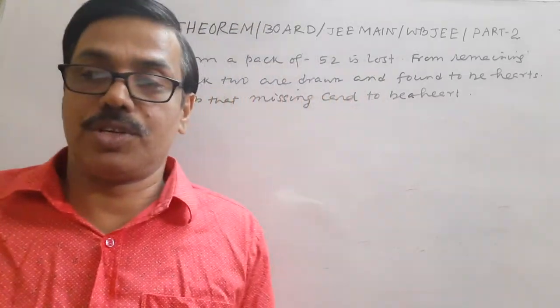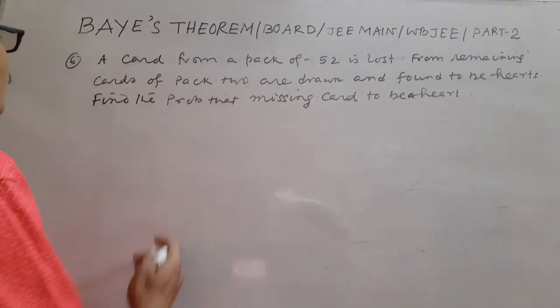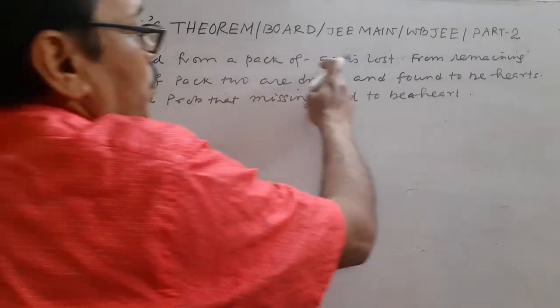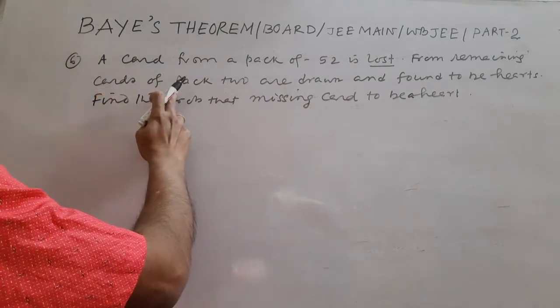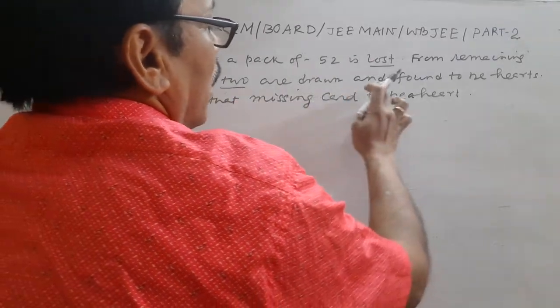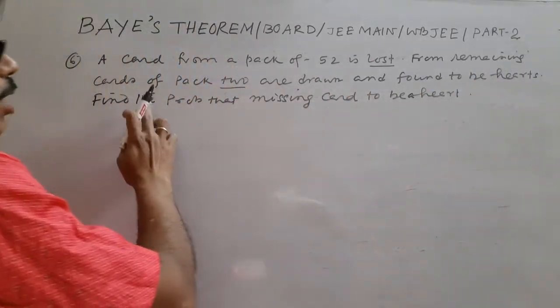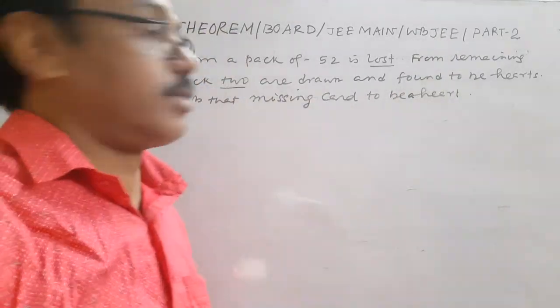Now we consider another type of problem. A card from a pack of 52 is lost. From the remaining cards, 2 are drawn and found to be hearts. Find the probability that the missing card is a heart.